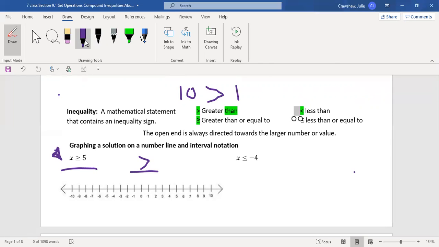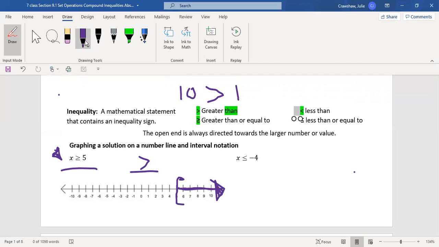So it can be equivalent to 5, so I'm going to use a bracket on my 5, right at 5, because this bracket represents that it can be equal to 5, but it can also be everything beyond or anything to the right of 5.